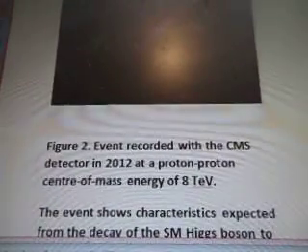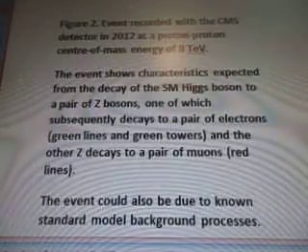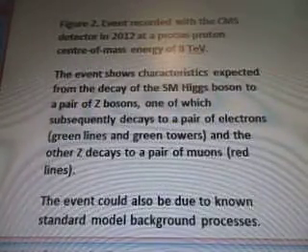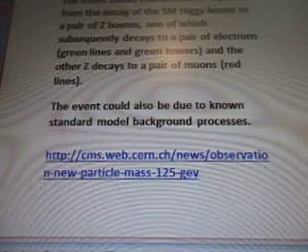And you want to look at the different signals of the red lines and the green lines and then the yellow towers and stuff, because that's what we're talking about. So the event shows characteristics expected from the decay of the SM Higgs boson to a pair of Z bosons, one of which subsequently decays to a pair of electrons, green lines and green towers, and the other decays to a pair of muons, red lines. The event could also be due to known standard model background processes.